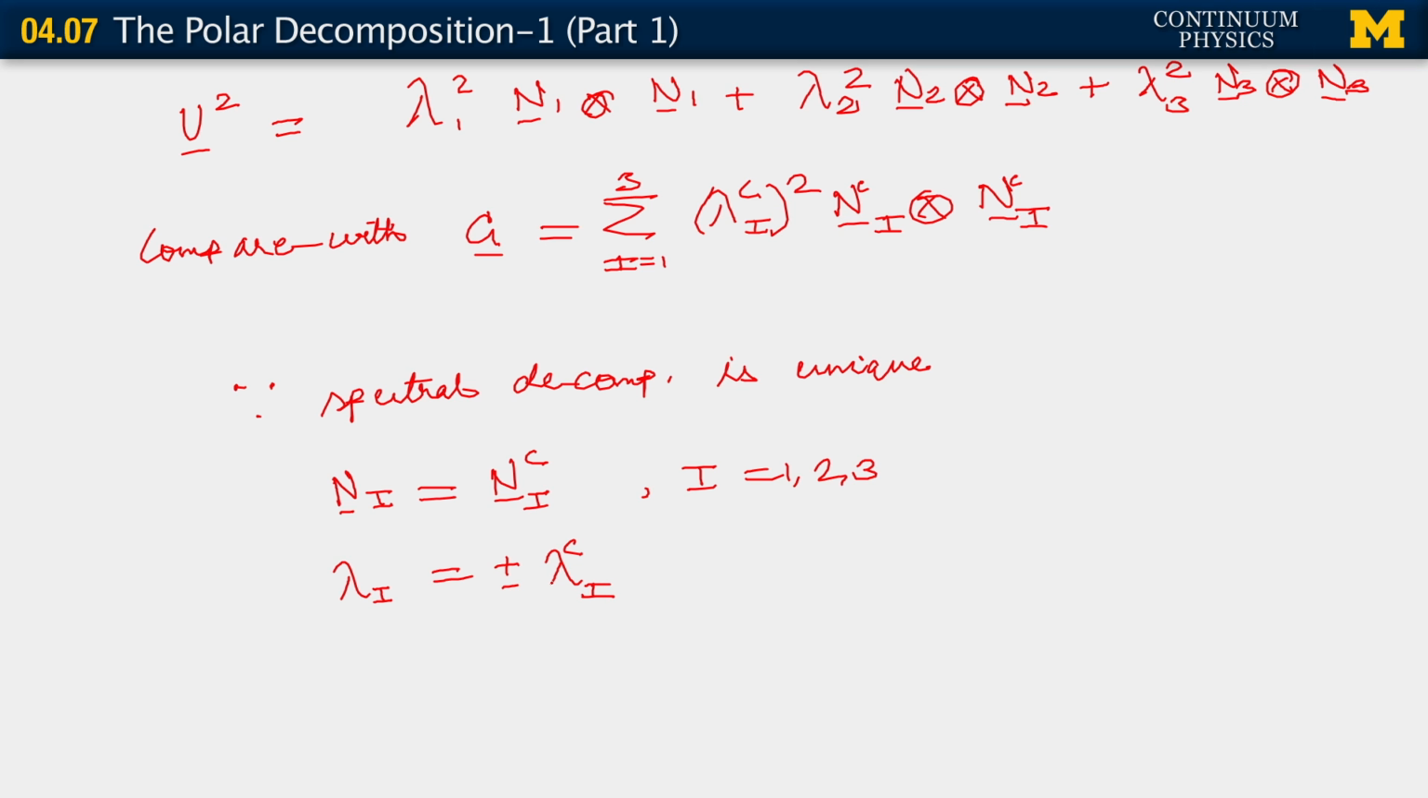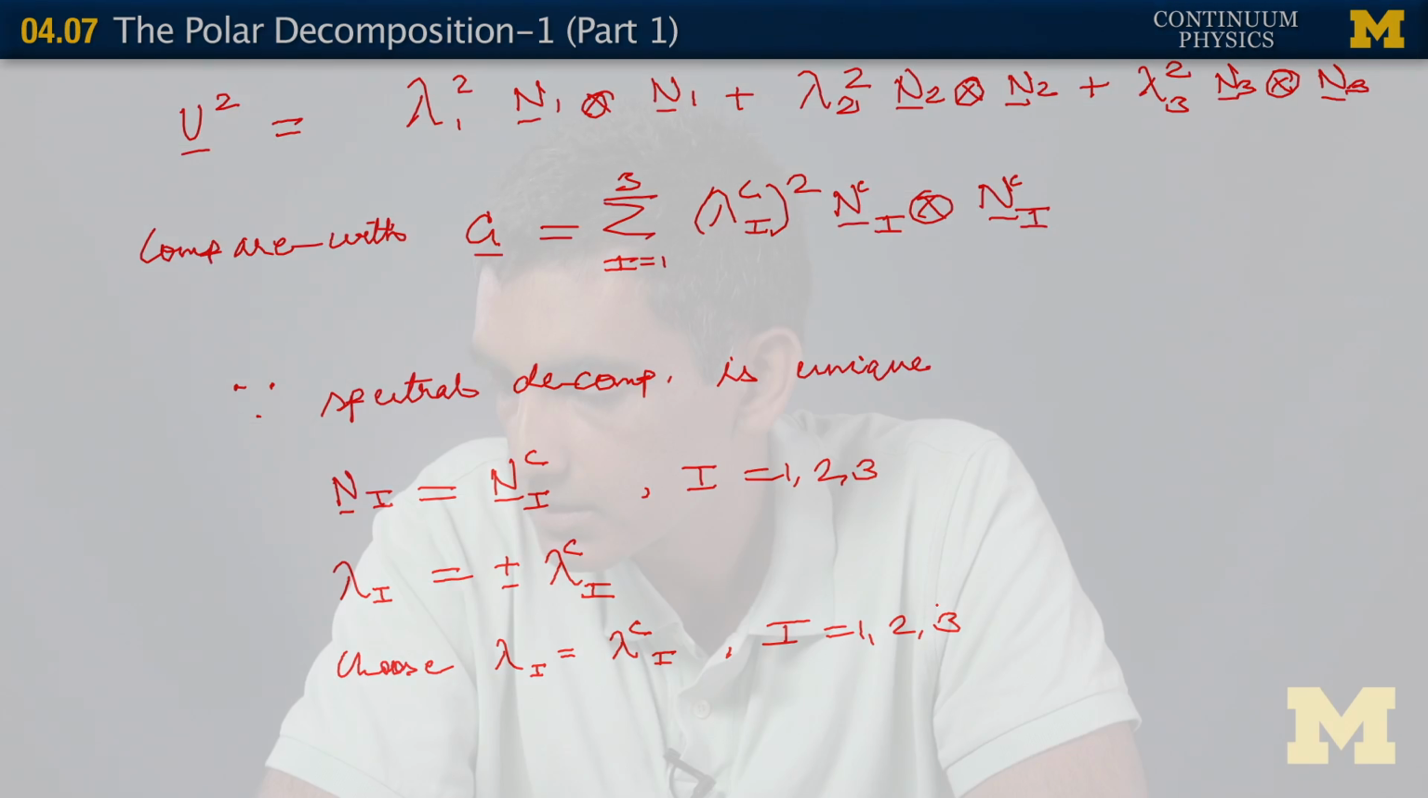Okay? What we are going to do is pick the positive eigenvalues. So we will choose lambda i equals the positive value of lambda Ci, for i equals 1, 2, 3. But now observe what we've done. We've essentially said that the eigenvector of U is the same as the eigenvector of C, and the eigenvalues of U are simply the positive square roots of the eigenvalues of C.